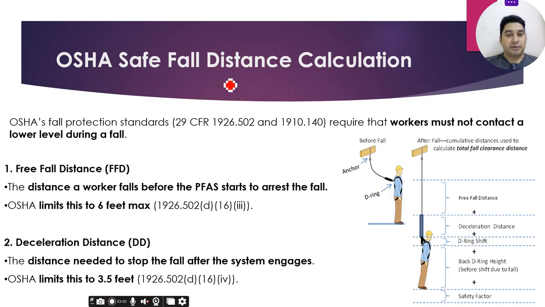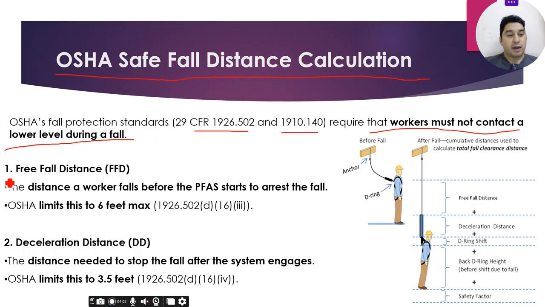For the OSHA safe fall distance calculation, there are some criteria that you have to follow, and we have to go through those criteria first. As per OSHA's fall protection standard 29 CFR 1926.502, which is for the construction industry, and 1910.140, which is for general industry, it is required that a worker must not contact a lower level during a fall. So how can we make sure the worker will not contact the lower level during a fall while using the personal fall arrest system? To check that, we have to calculate a few things. I will let you know.